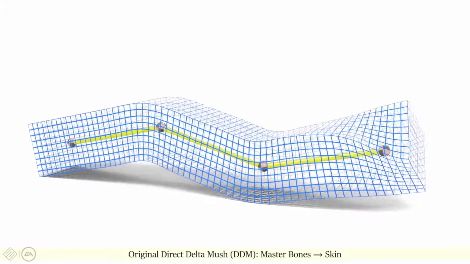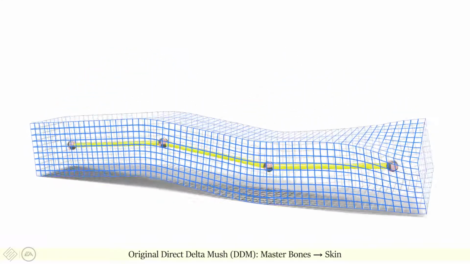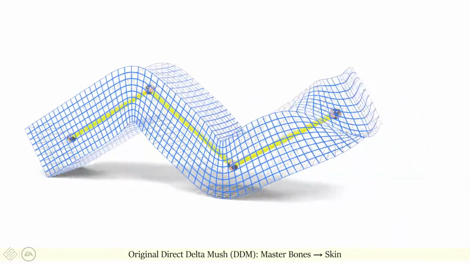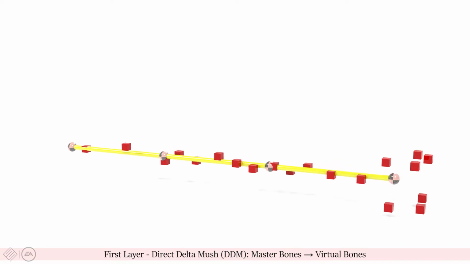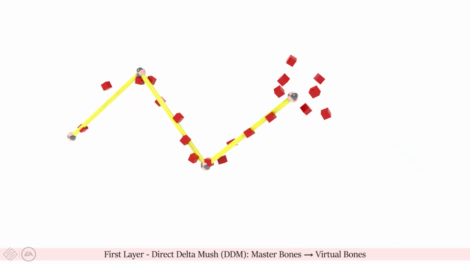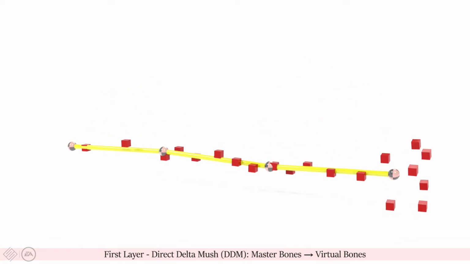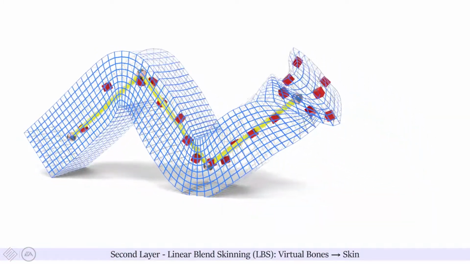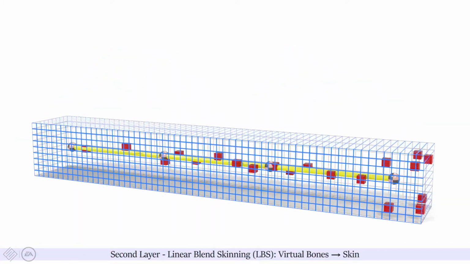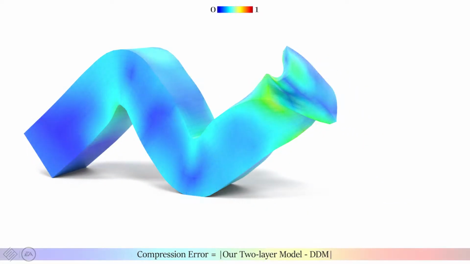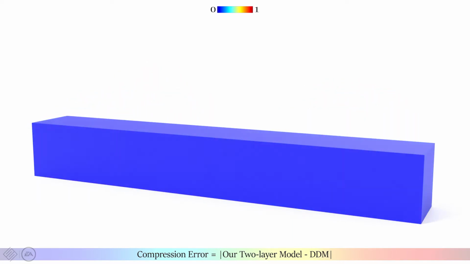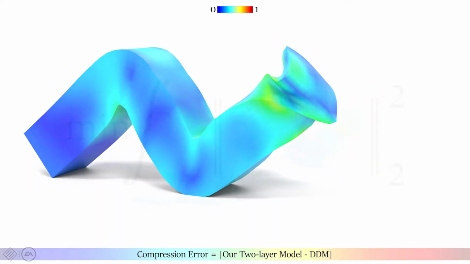In this paper, we introduce a compression method that takes a direct Delta Mush model and splits it into two layers. The first layer is a smaller direct Delta Mush model that computes a set of virtual bone transformations. And the second layer is a linear blend skinning model that computes per-vertex transformations from the output of the first layer. The two-layer model can approximate the deformation of the original Delta Mush model with significantly lower costs.